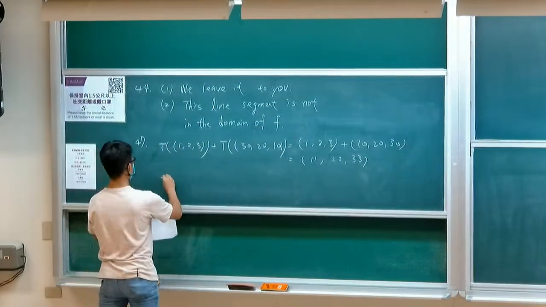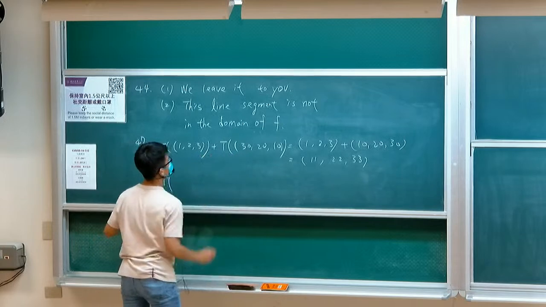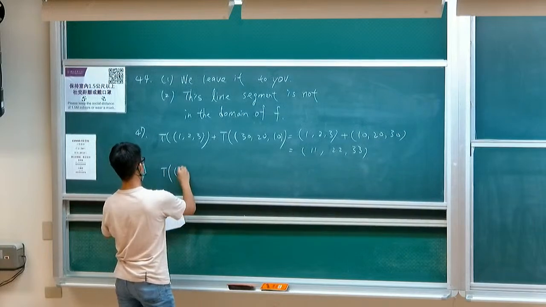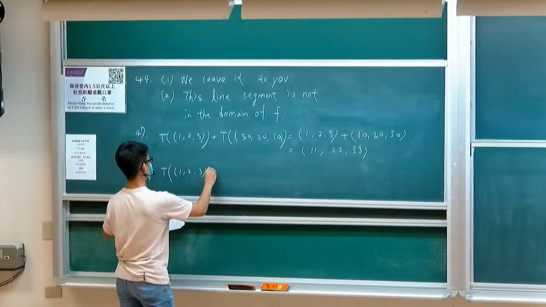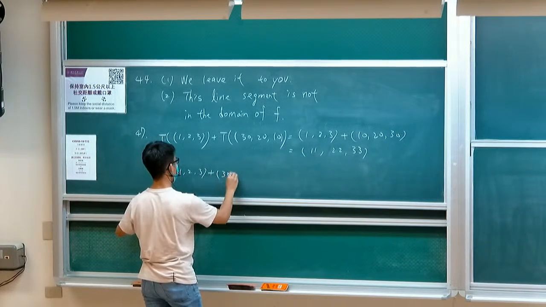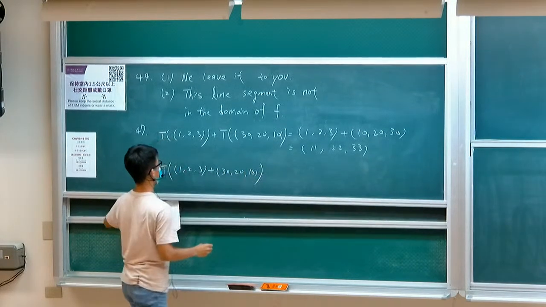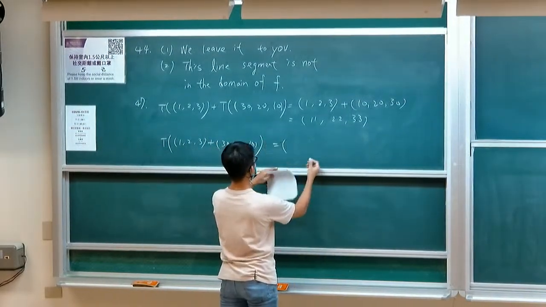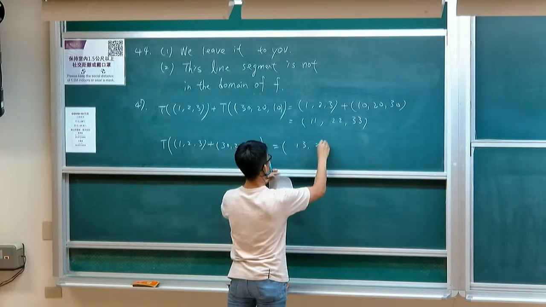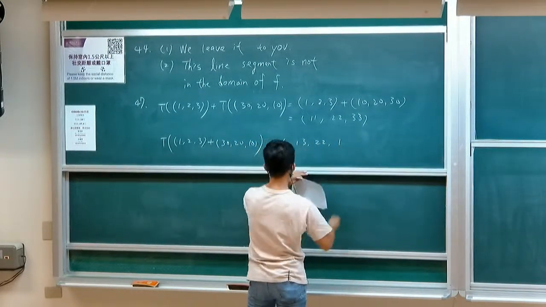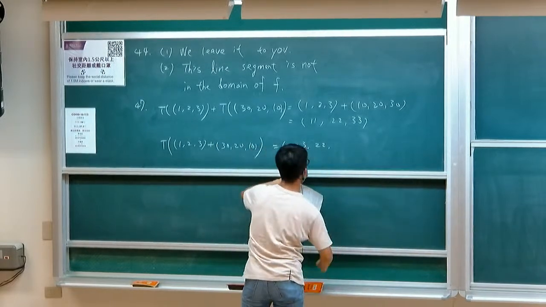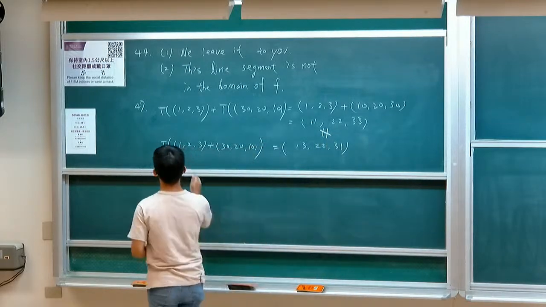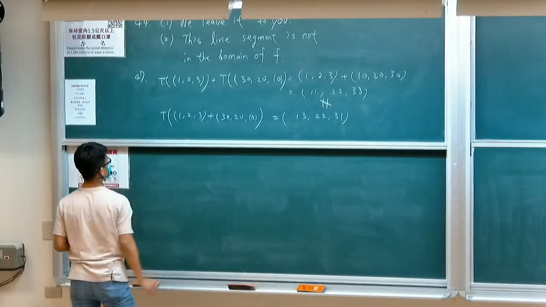Then how about we add these two vectors together first and map them through T. Clearly, this is equal to (13, 22, 31). And these two are not equal. So the answer is no for this exercise.